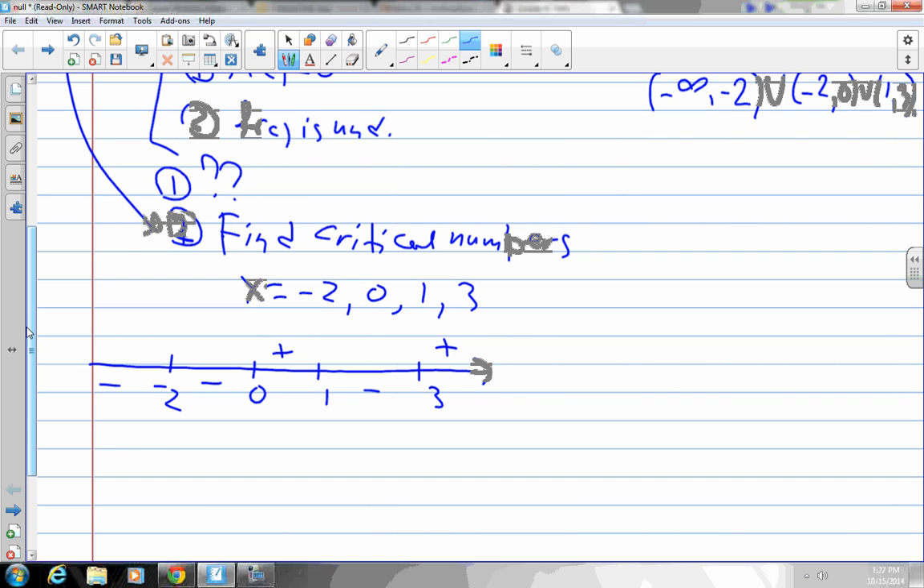So the solution is from -infinity to -2, union -2 to 0, union 1 to 3. So that's even quicker. You don't have to draw a graph. You just have to predict where the graph goes. And the reason why I started with the minus is because I understand end behavior. So it starts all the way on the bottom, so it's negative. And then I'll let multiplicity take care of the rest.